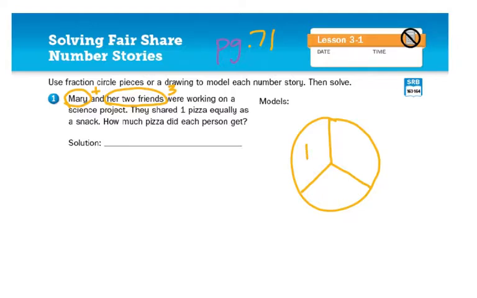Friend 1, Mary, will get 1 slice. Friend 2, and the 3rd person will get an equal portion. So how much pizza did each person get? They get 1/3 of the pizza.